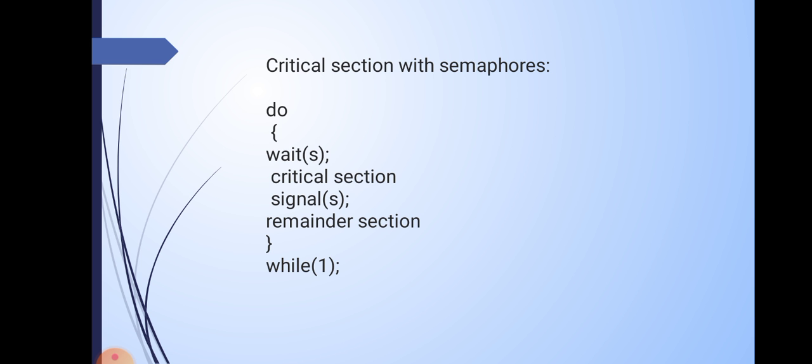To enter into the critical section, we first have to execute the wait operation. If it succeeds, only then are we allowed to enter into the critical section. Otherwise, it has to wait. Once it completes its execution in the critical section, obviously it needs to exit. How does it exit from the critical section? By using the signal operation. After that it executes the remainder section of the program.